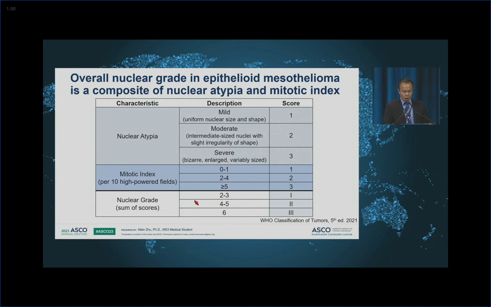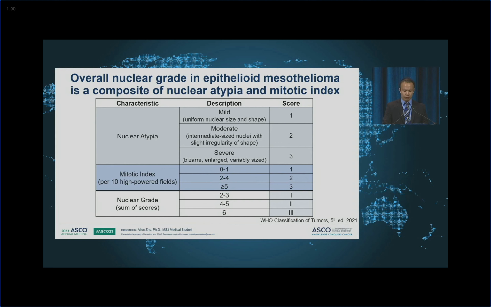Overall nuclear grade in epithelioid mesothelioma is a composite of nuclear atypia and mitotic index. Atypia is scored based on the uniformity of the nuclei, whereas mitotic index is scored based on the number of mitoses in 10 high-powered fields, which is a marker of actively dividing cells. Each of these components is scored 1 to 3, and they're added to give an overall nuclear grade.